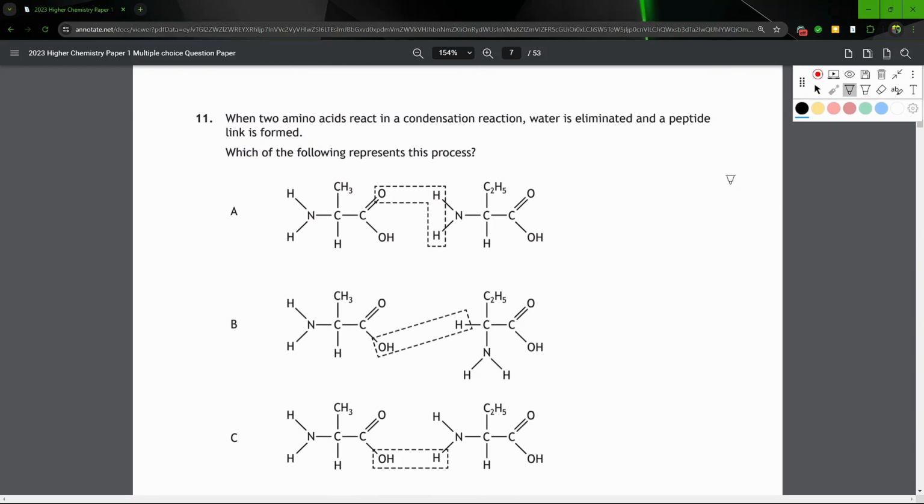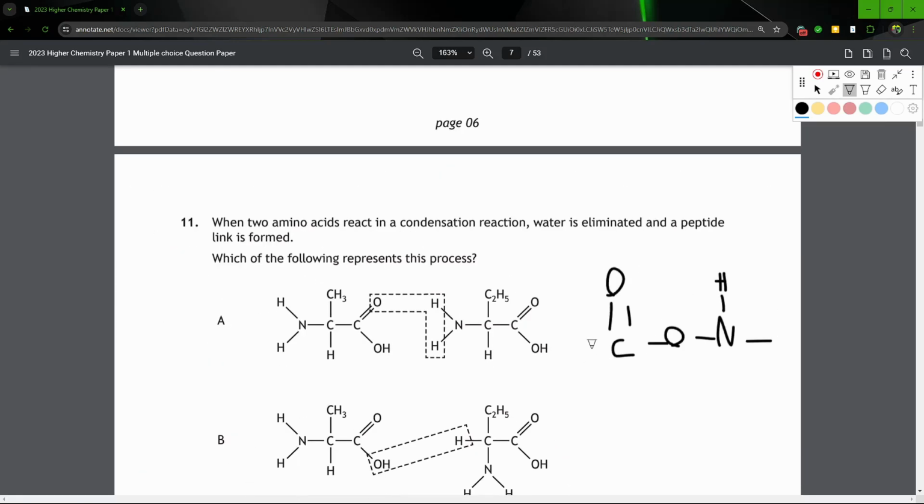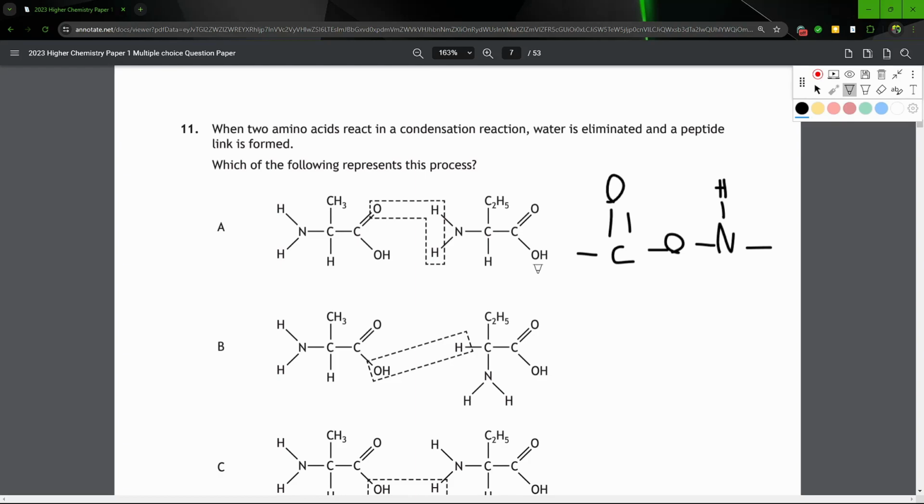So remember, an amide link is just very similar to an ester link. It looks something a bit like this, and then there's a hydrogen up there somewhere, and then it continues on. I'm not going completely nuts there, am I?